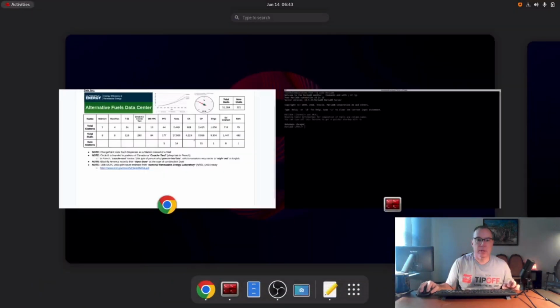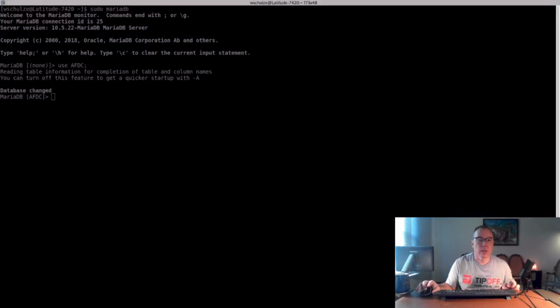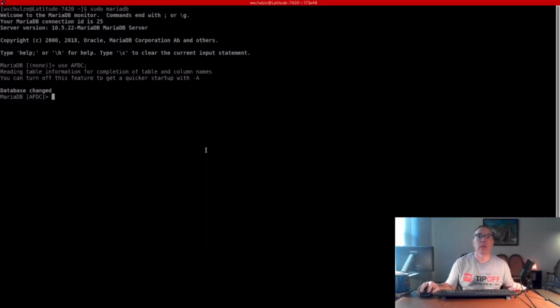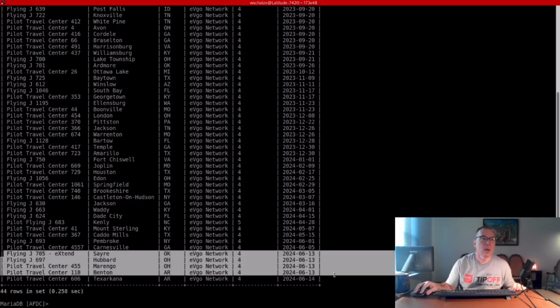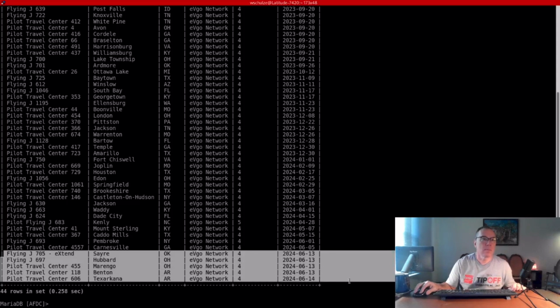First one is Pilot Flying J. They added 5 stations, which is a pretty high number. I know when they initially opened stations back in October of last year, they opened 8 in one day. And I think that's the most they've ever done in a week. But 5 is a pretty good pace for them. It is Sayre, Oklahoma, Hubbard, Ohio, Marengo, Ohio, Benton, Arkansas, and Texarkana, each of them 4 stalls.